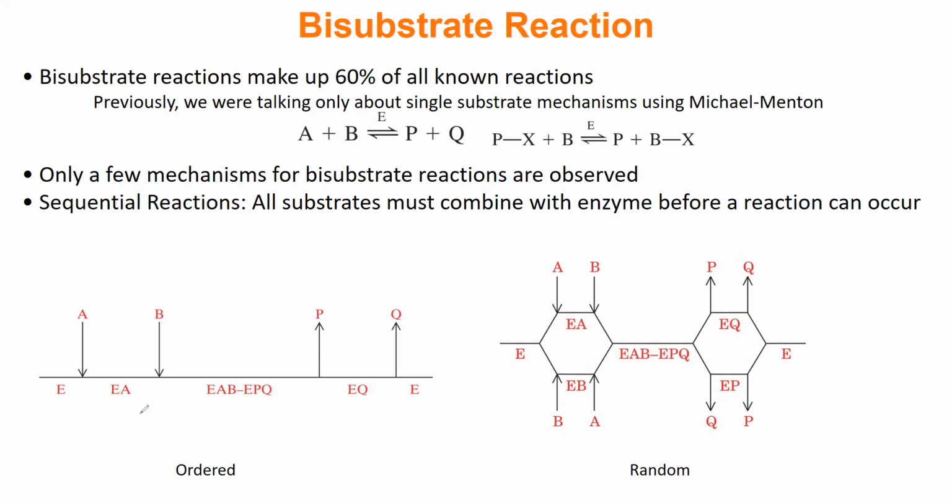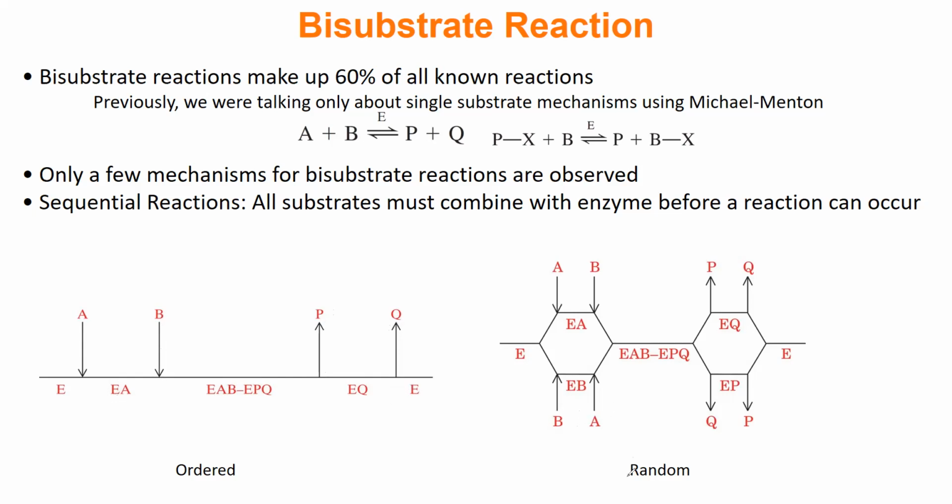If your substrates have to bind in a particular order, for example, on the left here, we have substrate A binding to our enzyme E to make the EA complex. Then after A has been bound, only then can B bind to make EAB. Once you have both substrates bound, you can make your products P and Q. And so they come on in an ordered way and they come off in an ordered way. So P comes off and then Q comes off to get our final enzyme.